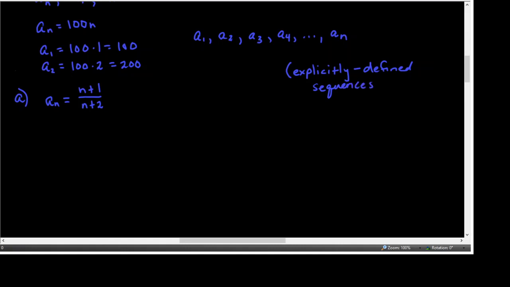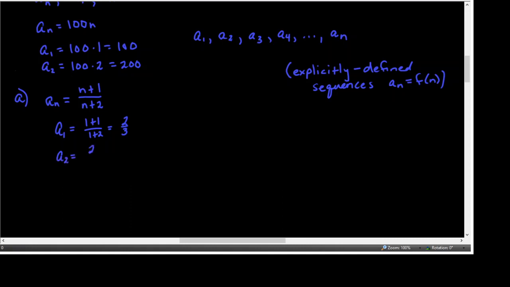This is where a sub n is some function of n, like the one we're currently working on, where a sub n is n plus 1 over n plus 2. That's a function of n. It's an expression that has n in it. Okay, so anyway, a sub 1 would be 1 plus 1 over 1 plus 2, which is 2/3. Oh, and the directions were find the first 5 terms. So that's what we're doing.